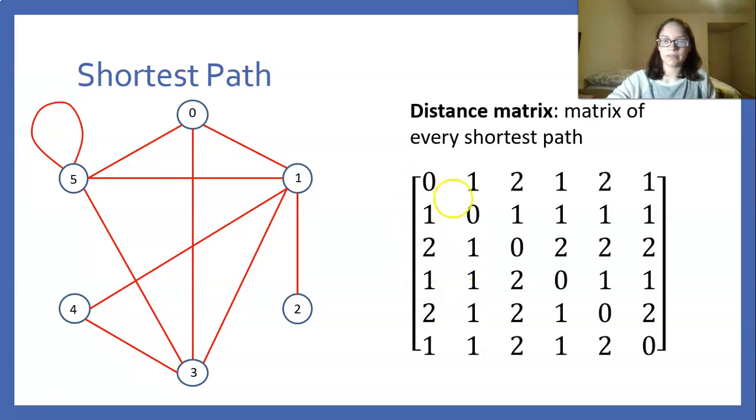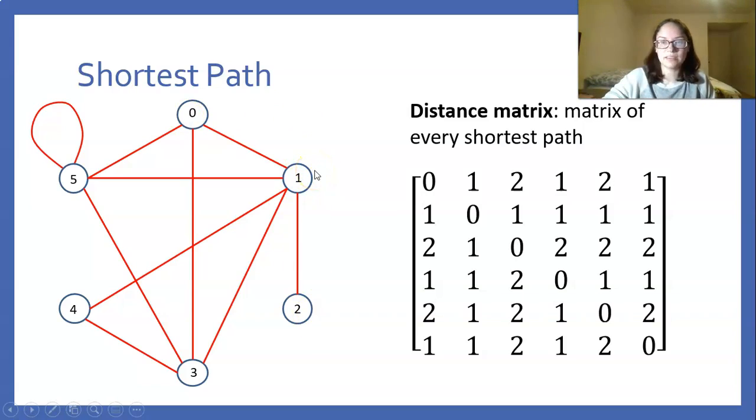We record the paths from nodes into this matrix as the shortest path, which would be the length of the shortest path. So, for example, if we're looking, let's say, from node 2 to node 0, we see from the graph that the shortest path is from 2 to 1 and 1 to 0. So the distance is 2 because we traversed over 2 edges.